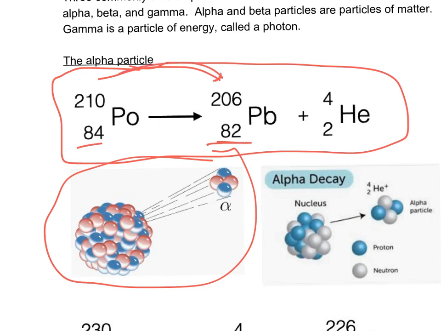You can see here that the alpha particle has been identified as 4/2 He, because two protons and two neutrons together are the nucleus of a helium atom. You also often see just an alpha symbol here as well. So you might see that for an alpha particle.